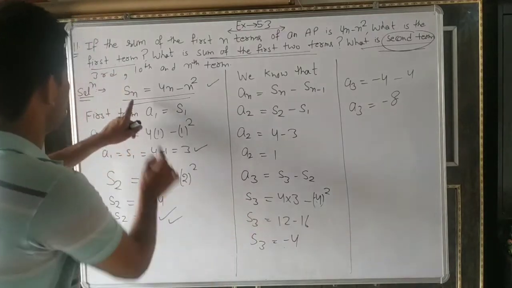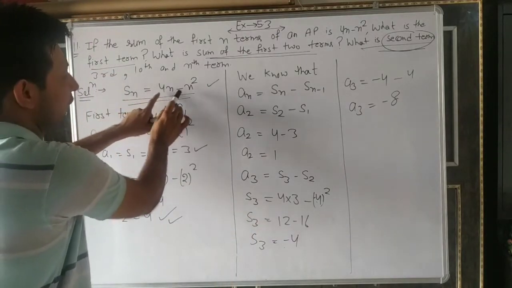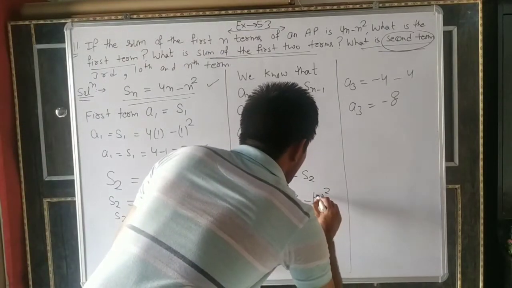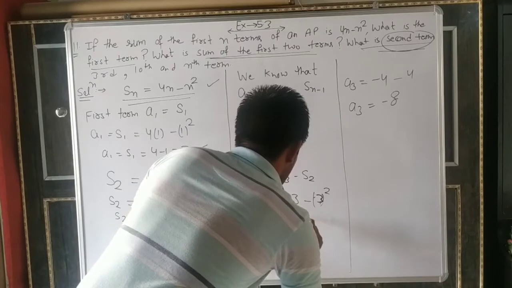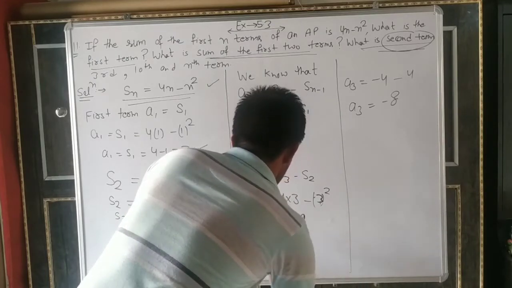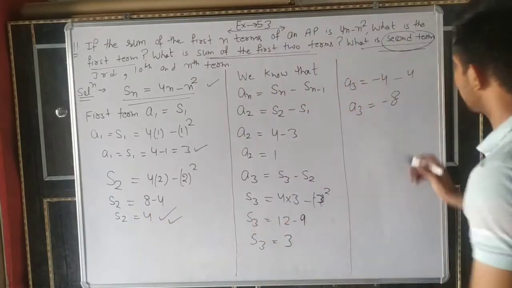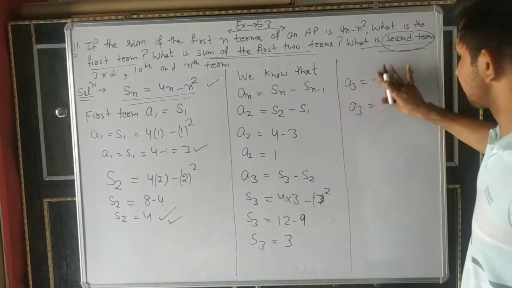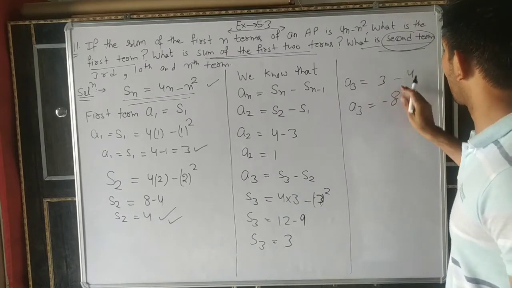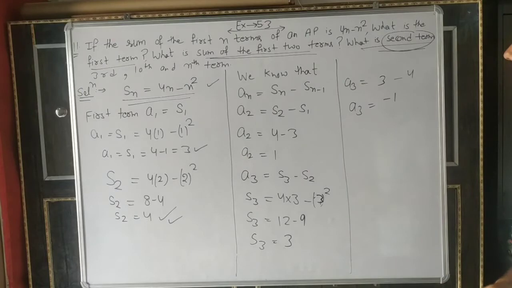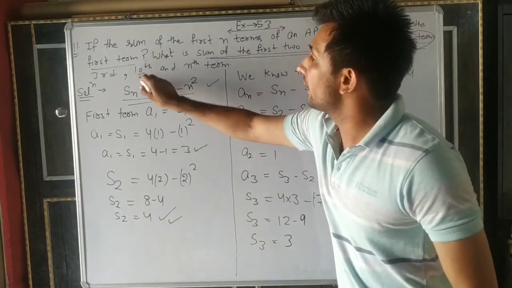S3, 4 into 3 minus, it is 3 square, dear. Sorry, it is 3 square. It is 9. So S3 is 3. So what is A3? S3 is 3, minus 4. So how much? A3 is minus 1. Same as this, find the 10th term.